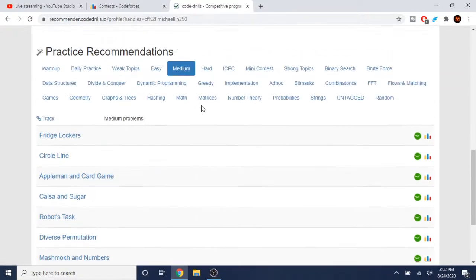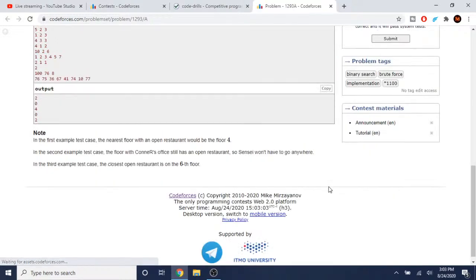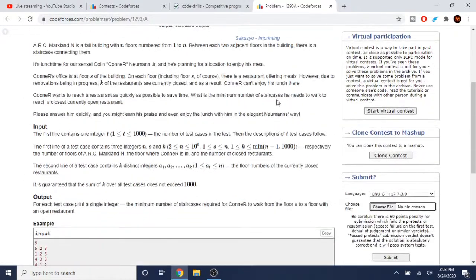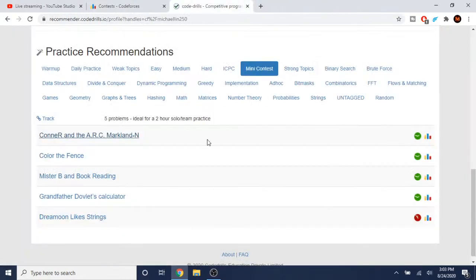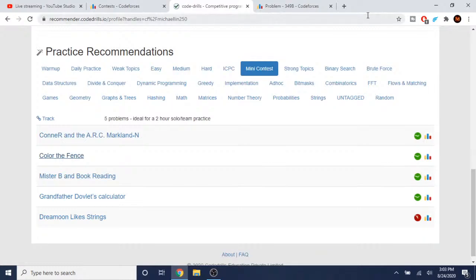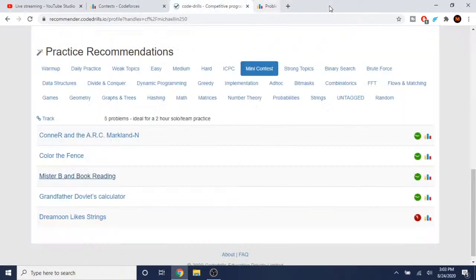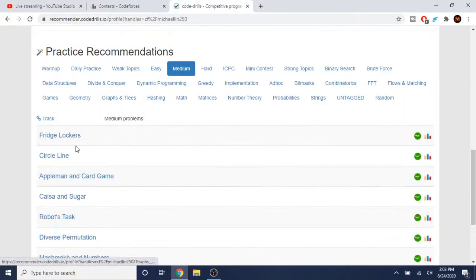So I'm going to do some practice problems. Maybe I do a mini contest. Let's see what rank this is. Okay, so 1,100. Maybe I might do these problems instead. 1,100, 1,700. That's a little bit harder, but let's see. Maybe I'll just do medium problems, actually. 900, okay. Yeah, I'm just going to do medium problems.